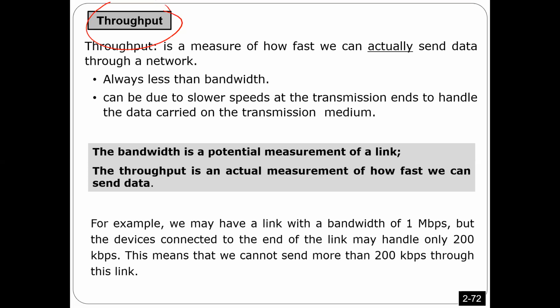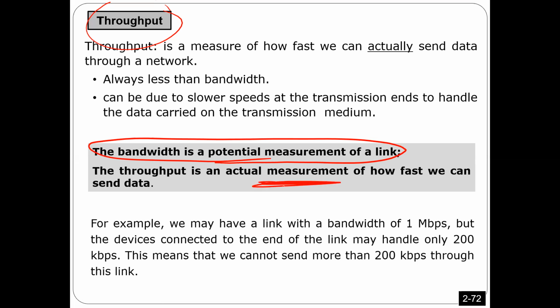So why are they different? Why shouldn't the throughput exactly equal the bandwidth? There are many factors. One of the factors is that maybe the computer is not fast enough in processing the information. That's why you need to reduce the speed. So always the throughput is less than the bandwidth. You should understand the bandwidth is a potential measure for a link. This link potentially can give you a certain speed. Throughput is the actual measurement. This is how fast you can actually send the data.